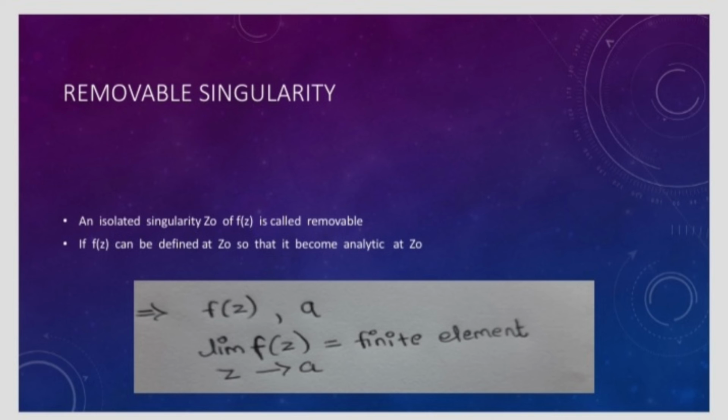Second is removable singularity. That means we can remove it. So, limit z approaches a of f of z equals a finite value, while f of z at the point a is singular. So if we take the limit as z approaches a of f of z, and we get a finite value, that means the function can be defined there.